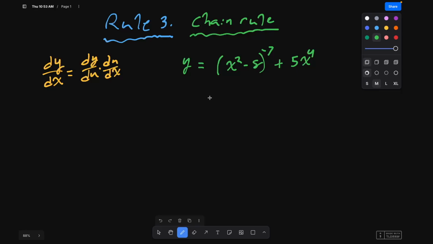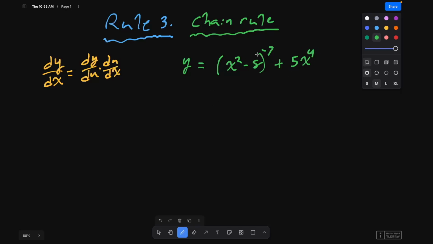Let's do one more example of the chain rule. We have y equals x squared minus 8 to the negative 7 plus 5x to the 4th. So looking at this function, our derivative contains addition, and we can see that we're going to be using the chain rule for this negative 7 exponent. The 5x to the 4th is a simple power rule with a constant multiple.